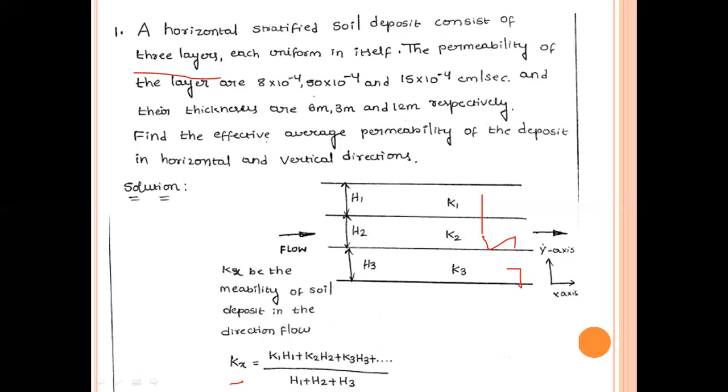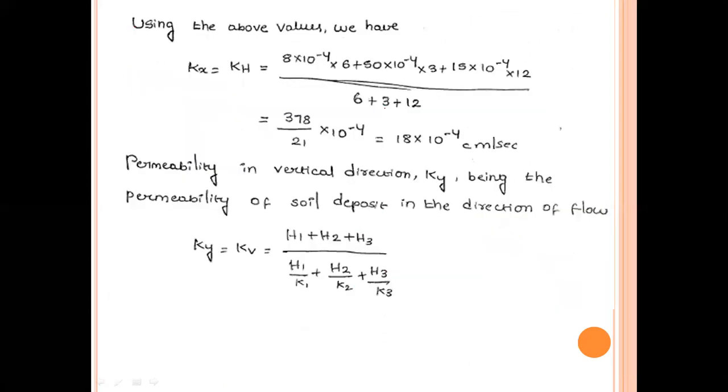So here the H1 value is 6, H2 is 3, and H3 is 12. Next, K1 is 8 × 10⁻⁴, K2 is 15 × 10⁻⁴, and K3 is 15 × 10⁻⁴. Substitute these in the equation.